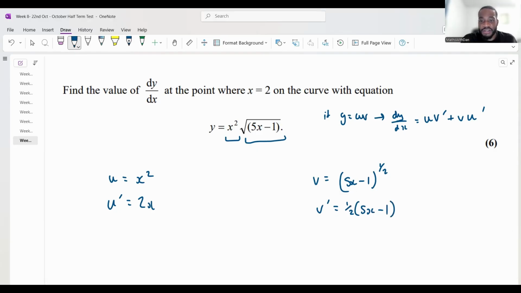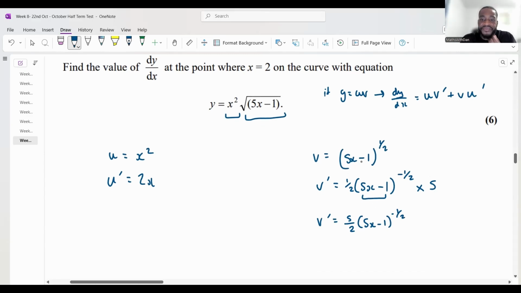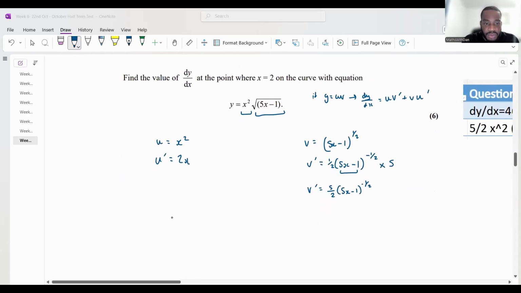So the half comes to the front, take one away from the power, and then times by the derivative of the inside. We differentiate this, don't we? 5x minus 1 differentiates to just 5. So therefore v' is equal to half times 5, which is 5 over 2, times (5x minus 1) to the minus a half. Is everybody happy with that? That makes sense? Yeah. So now dy/dx. Simple. dy/dx is going to equal, what did we say? uv', isn't it?